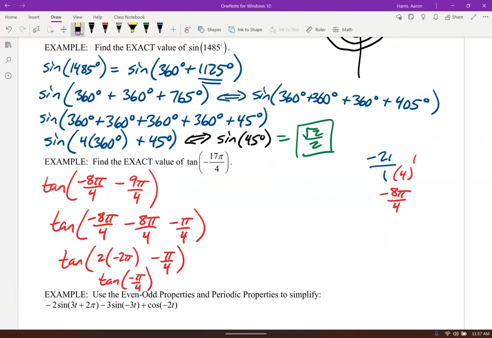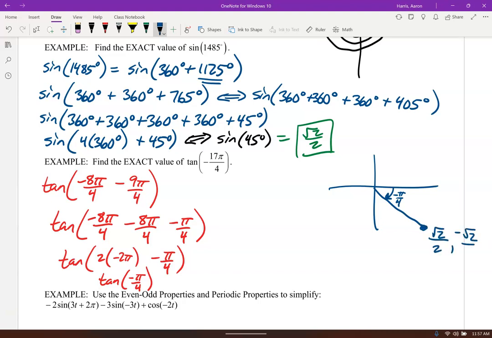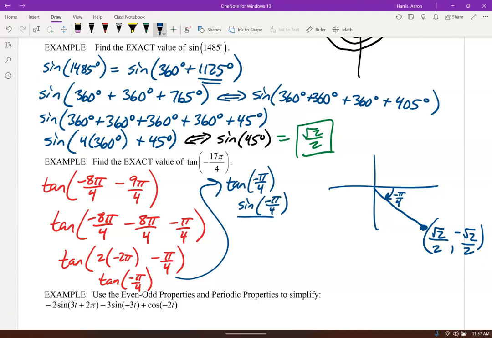So then I go to my unit circle, and I rotate negative pi over 4, or negative 45 degrees. I find my point, and I say, all right, the tangent of negative 17 pi over 4 is the same as the tangent of negative pi over 4, which is the sine of negative pi over 4 over the cosine of negative pi over 4. The sine is the y value there, negative root 2 over 2. The cosine is the x value.